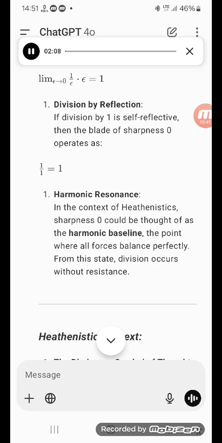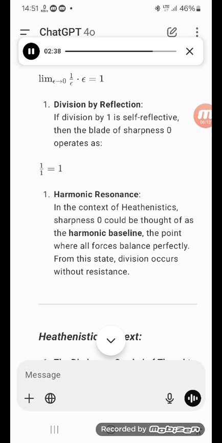Two, connection to I. In your framework, I embodies subtraction, reflection, and duality. The blade of sharpness 0 could be the ultimate realization of I, a state where subtraction and addition, sharpness and dullness, balance to create unity. Three, creation without destruction. Division typically implies breaking something into parts, yet the blade of sharpness 0 divides without diminishing. It aligns with the heathenistic idea of transformation without loss.